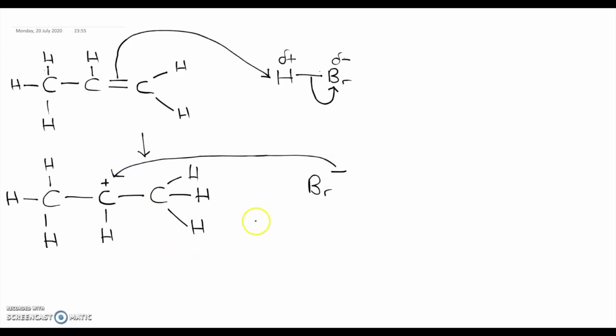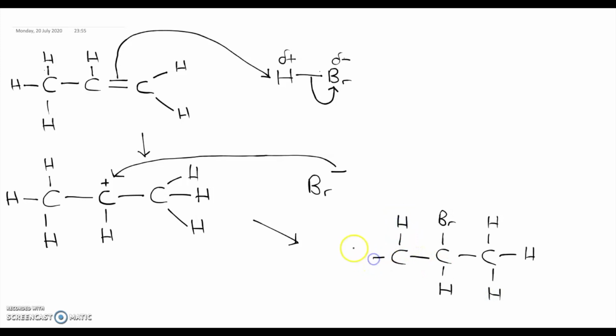Now the Br minus that's been formed when the HBr bond breaks has a pair of electrons that can move towards this positive carbon on the intermediate and form a dative bond, and I'm left with a final product of 2-bromopropane. Now the reason that I get 2-bromopropane and not 1-bromopropane is because the intermediate I've drawn here, which gives me 2-bromopropane, is a secondary carbocation, a secondary carbonium ion.